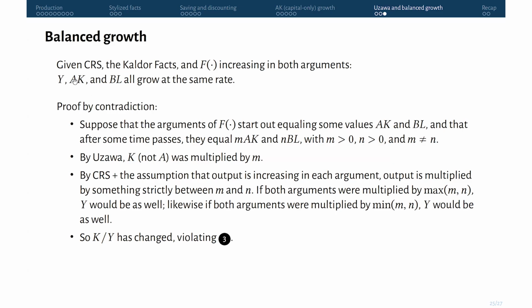So to maintain these assumptions, you've got to have these three expressions all growing at the same rate. In particular, Y, K, and BL all have to grow at the same rate by Uzawa.